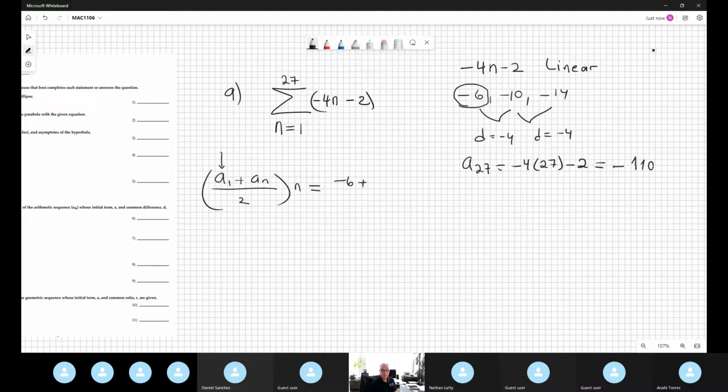So actually it is negative 6 plus, or actually minus, because plus and minus together is minus 110, divided by 2, and multiplying everything by 27. In this case, it's totally explicit that n in the summation is 27. And the rest is put in the calculator. It's negative 1,566, that is the answer. Okay.